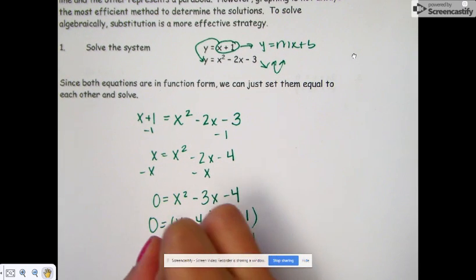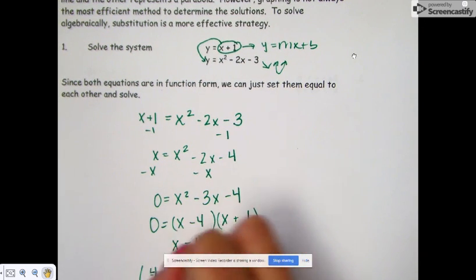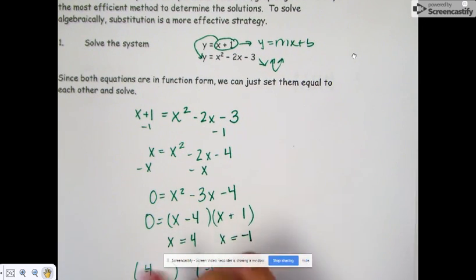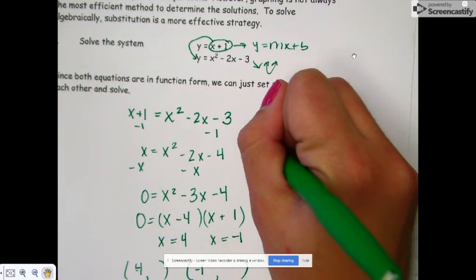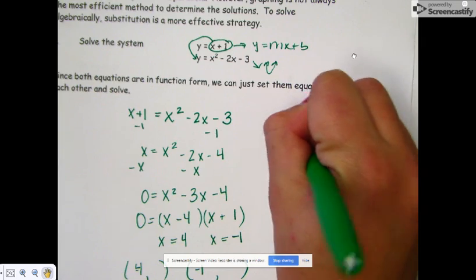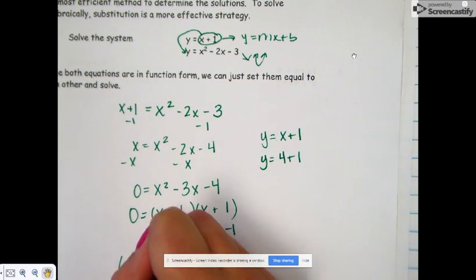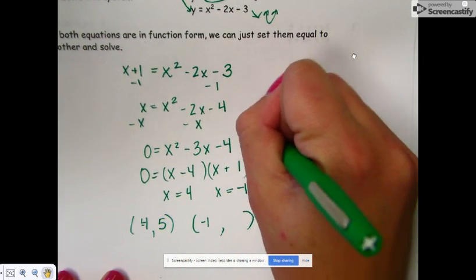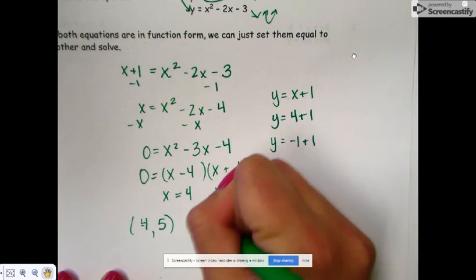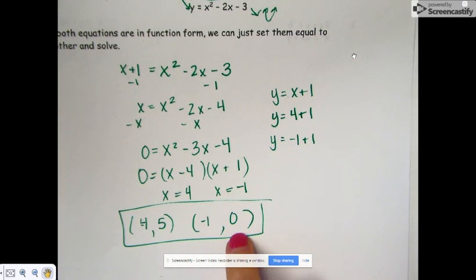However, that's only the x coordinates of both of our points. So we have to now plug in our x values to find our y values. So y is equal to x plus 1. One of my x values is 4, so y is 4 plus 1. So one of the y values is 5. And then my other y value, negative 1 plus 1, is 0. You can always check this on a graph to make sure that these intersection points are correct.